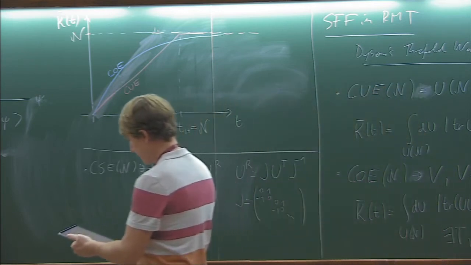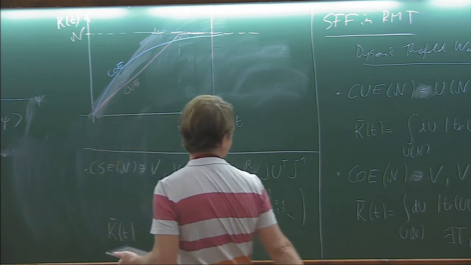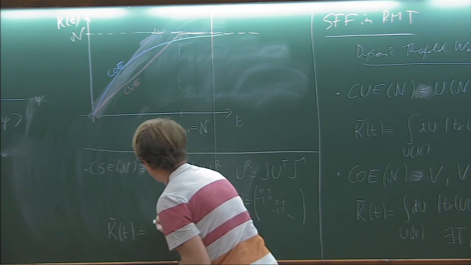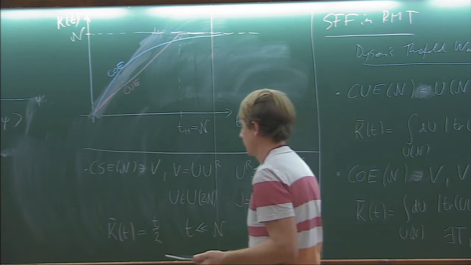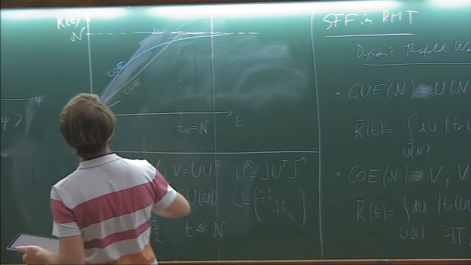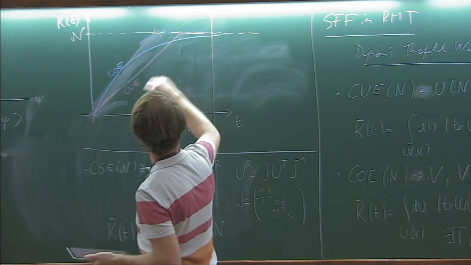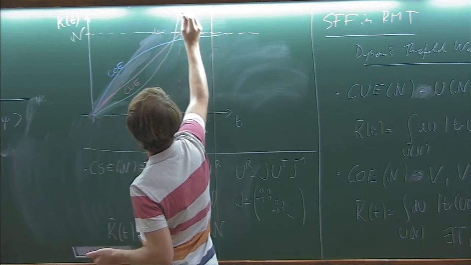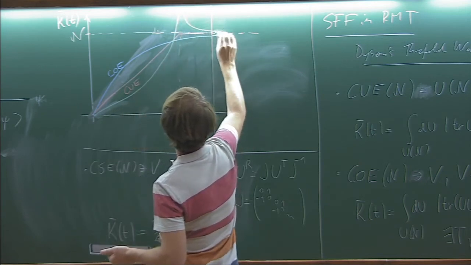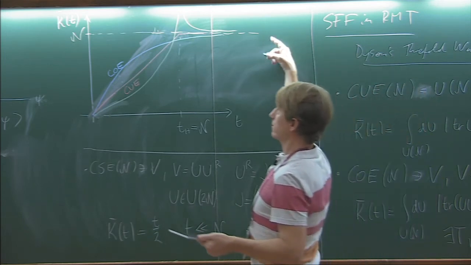And now the only thing I will stress is that for short times, K-bar of t goes like t over 2, with t much less than n. Now it goes with half the slope. But what is kind of funny, though I didn't write the formula, is that when you approach the Heisenberg time, it develops a log singularity. Very innocent singularity, but still. And then it again plateaus to the value which is asymptotically equal just to n.